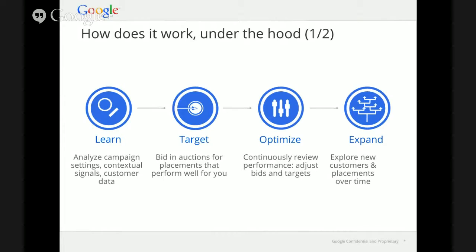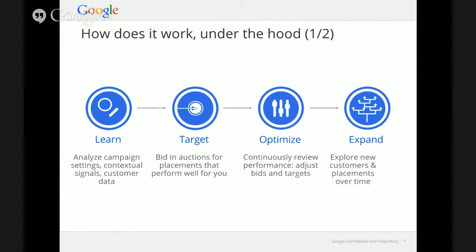So what DCO does is basically the same thing, except we do it much faster, continuously, on the fly, very broad, and very statistically significant. So how it works is the following. We start with learning from your campaign settings, from contextual signals that we have in terms of your creatives, your landing page, etc., and from various customer signals that we have from your current, your previous conversions. We basically try to learn what you're trying to achieve.